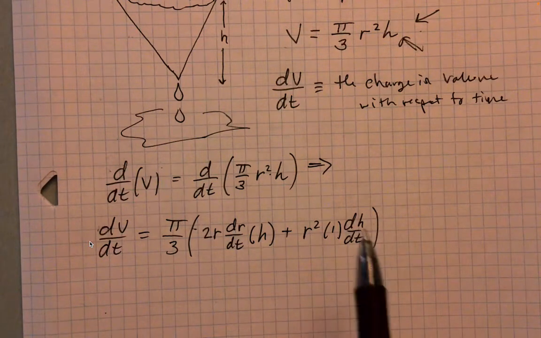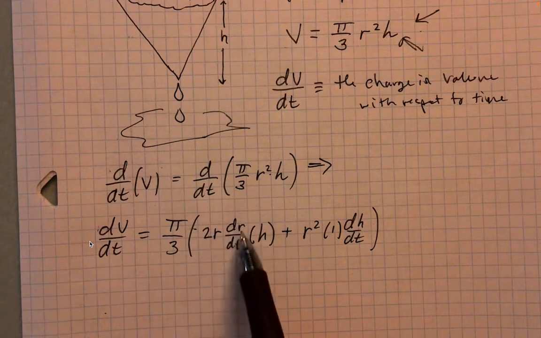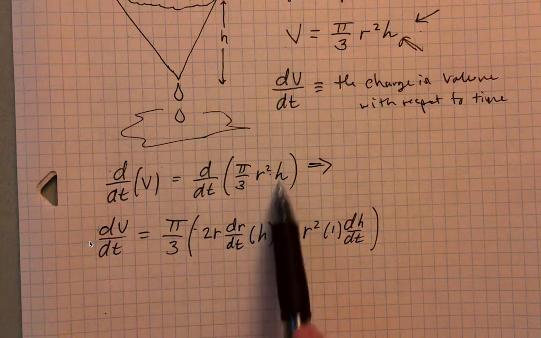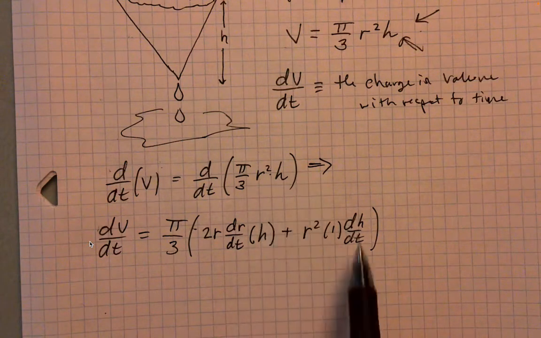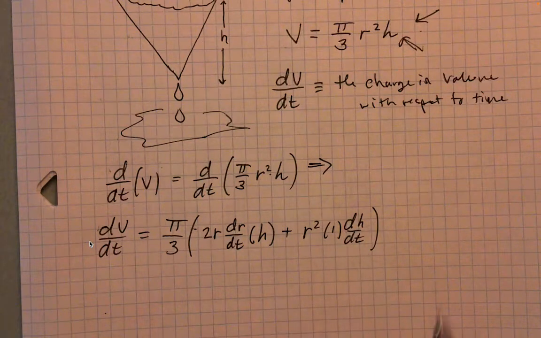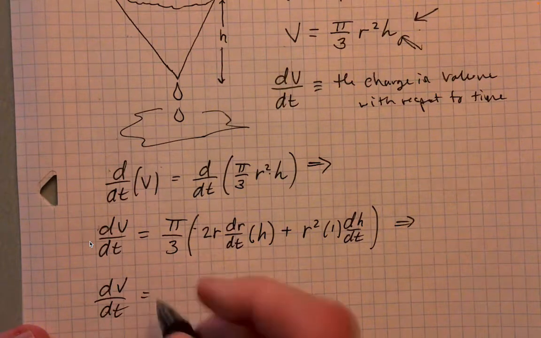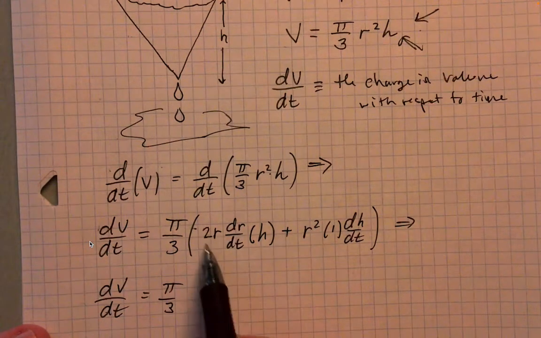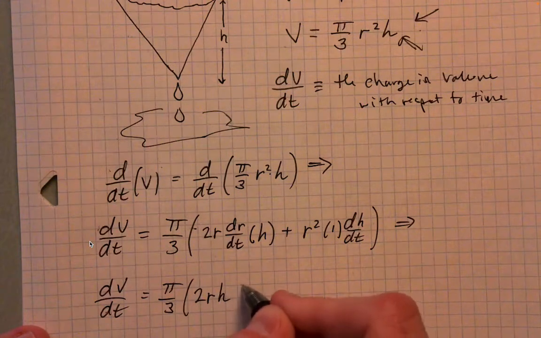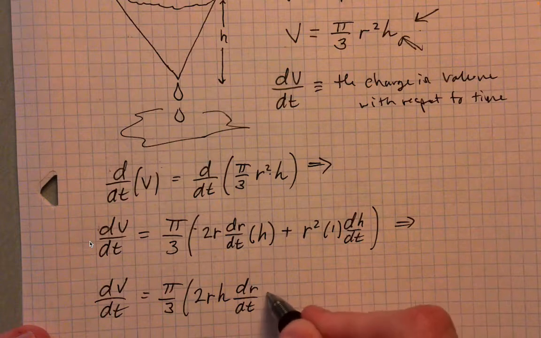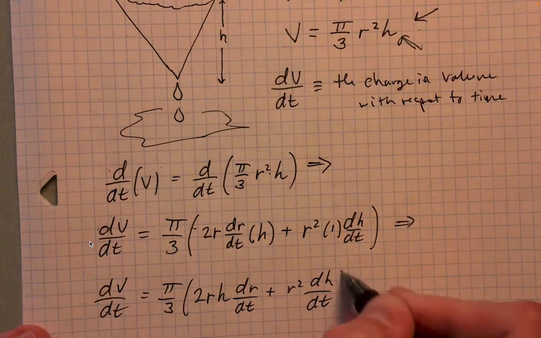So here we're differentiating r squared, you get 2r, but it's with respect to t, so it's dr/dt, and then the h stays. And then over here, the r squared stays, and we differentiate h, but with respect to t, so it's dh/dt. Okay, so let's clean this up a little bit. So dV/dt is equal to pi over 3 times 2rh dr/dt plus r squared dh/dt. Okay, so here's our derivative.